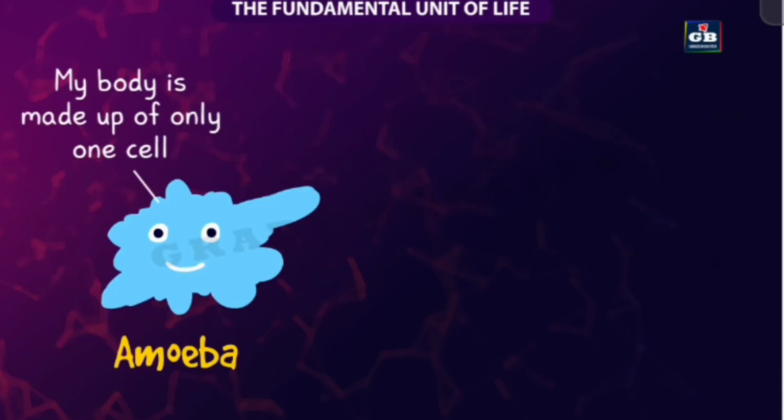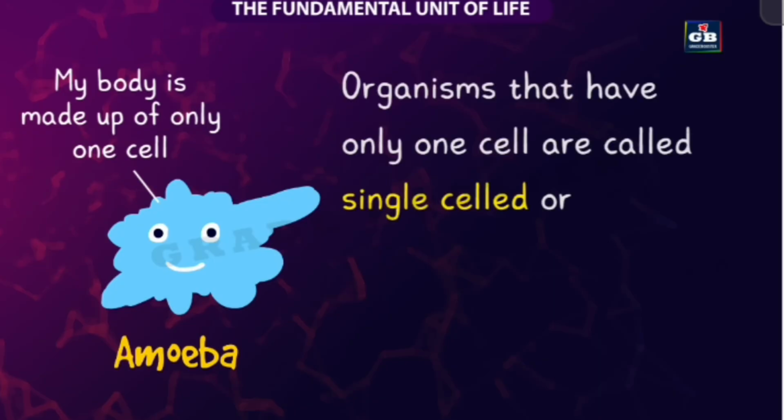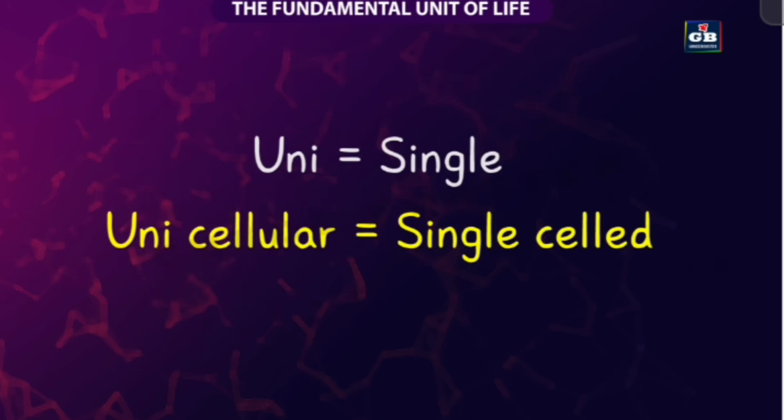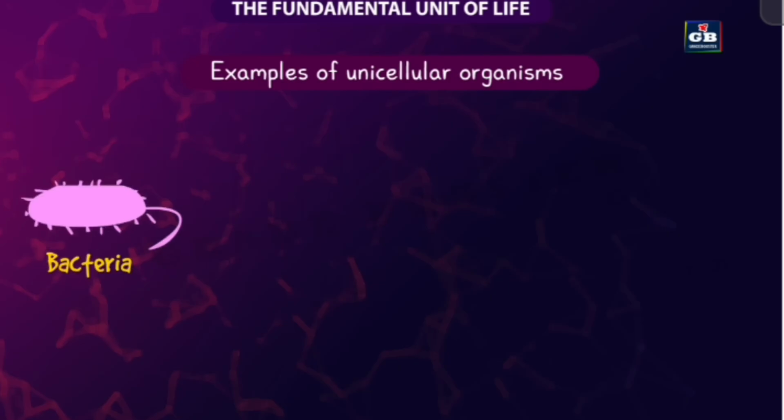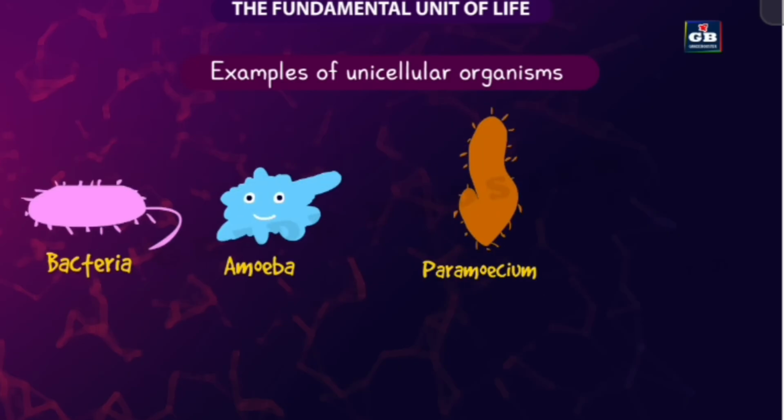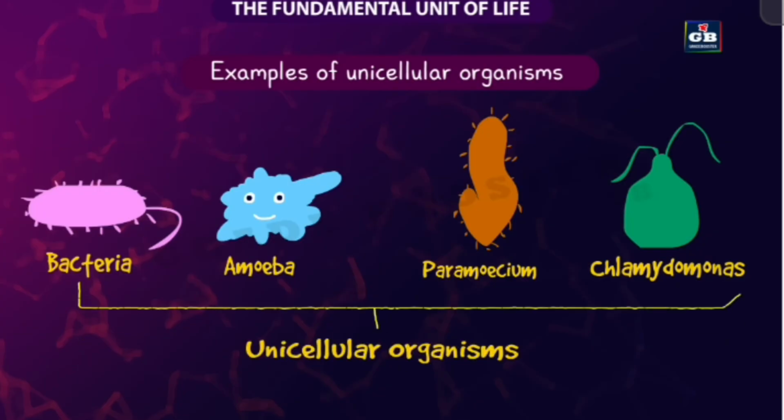Certain organisms are made up of only one cell. Means the whole body of the organism is only one cell. Such organisms are called single-celled or unicellular organisms. Uni means single. Examples of unicellular organisms are bacteria, amoeba, paramecium, and chlamydomonas.